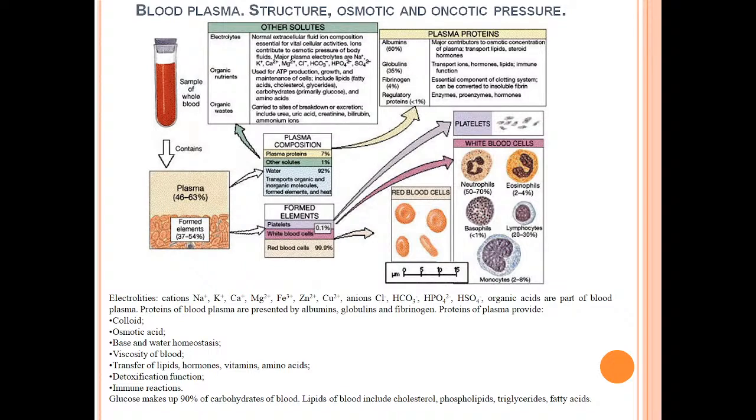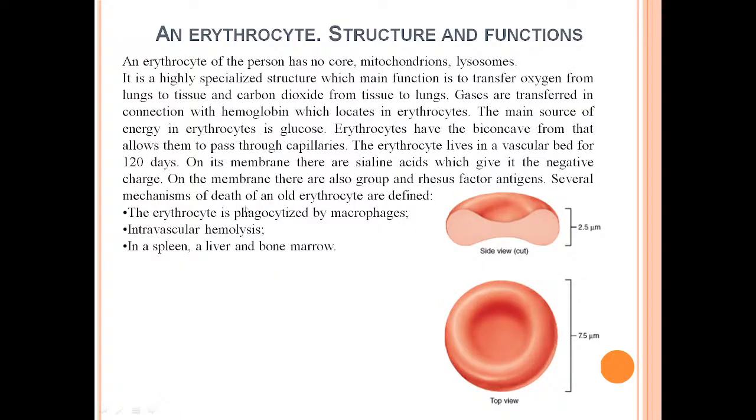acids, detoxification function, and immune reactions. Glucose makes up 19% of carbohydrates of blood. Lipids of blood include cholesterol, phospholipids, triglycerides, and fatty acids.